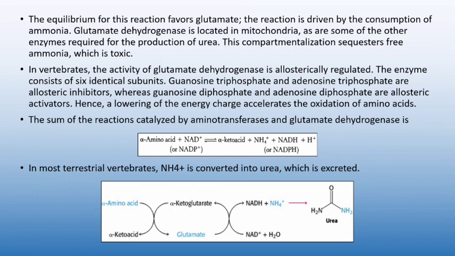In vertebrates, the activity of glutamate dehydrogenase is allosterically regulated. The enzyme consists of six identical subunits. Guanosine triphosphate and adenosine triphosphate are allosteric inhibitors, whereas guanosine diphosphate and adenosine diphosphate are allosteric activators. Hence, a lowering of energy charge accelerates the oxidation of amino acids. The sum of the reactions catalyzed by the aminotransferases and glutamate dehydrogenase is that, in most terrestrial vertebrates, ammonium ion is converted into urea, which is excreted.